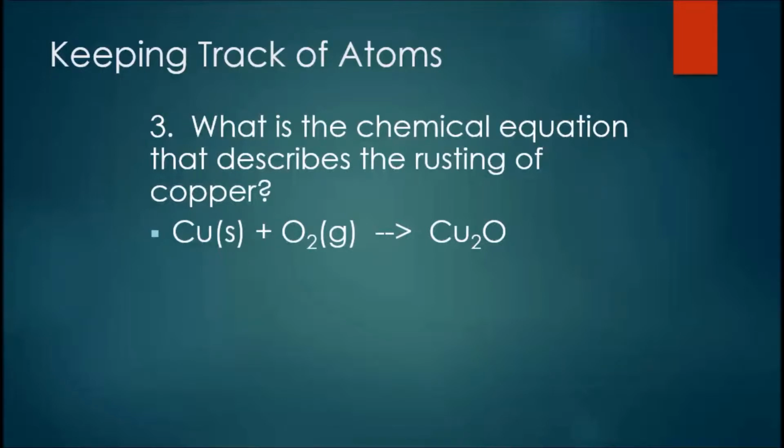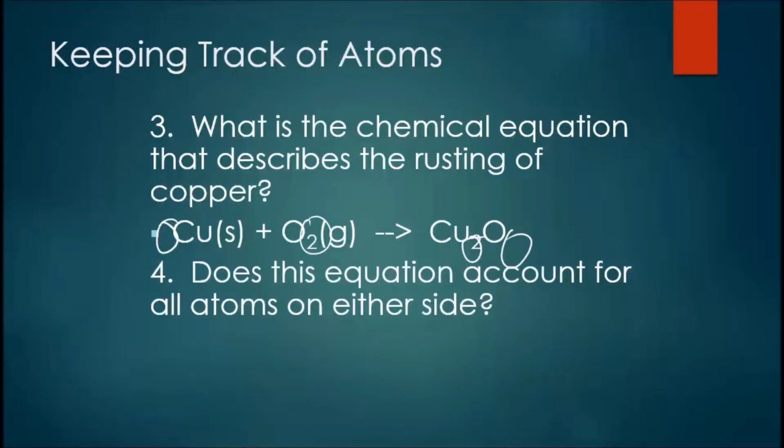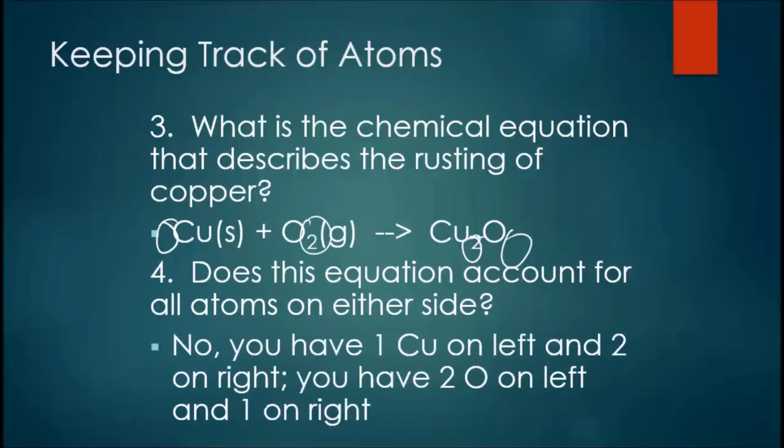Question. Do we have the same number of coppers on both sides of this equation? No. We have 1 copper over here and 2 over here. Is that a problem? Yeah. We have 2 oxygens here and only 1 there. Is that a problem? Okay, so it appears that this equation does not account for all atoms on either side.